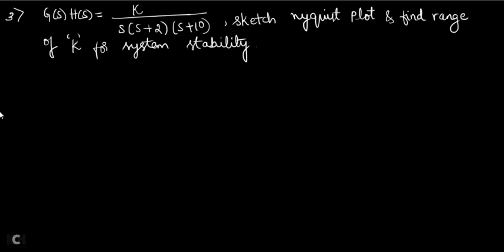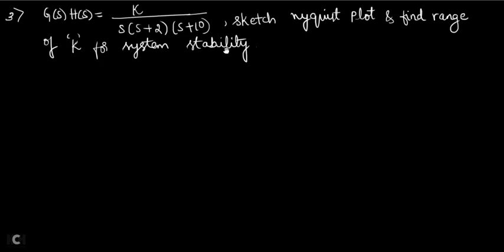Consider this numerical. The open loop transfer function is k divided by s into s plus 2 into s plus 10. Sketch the Nyquist plot and find the range of k. So in the numerator, instead of giving a constant number, they are giving a parameter called k. You have to find the range of k, from where to where, for the system stability.